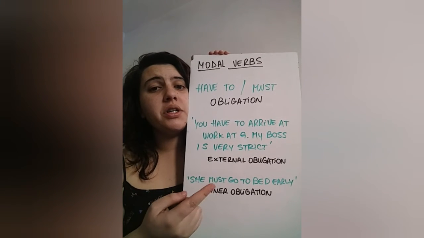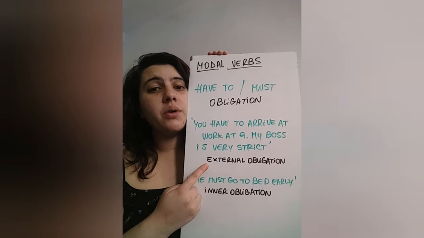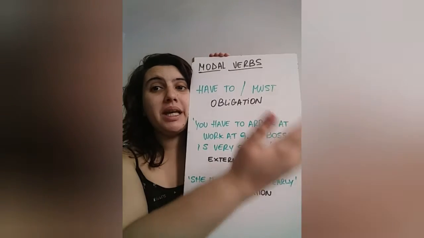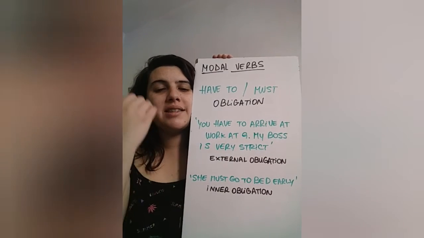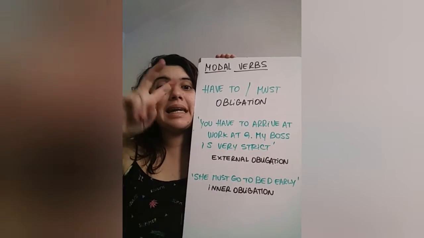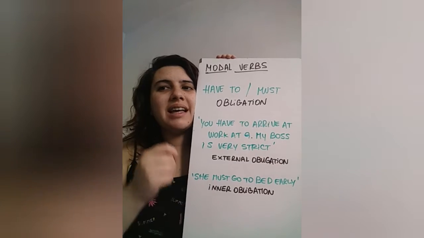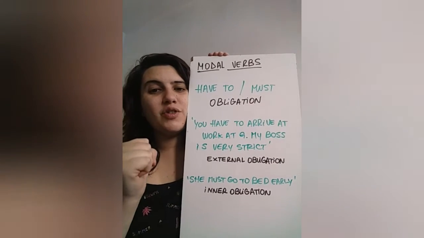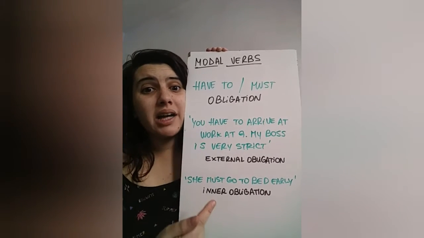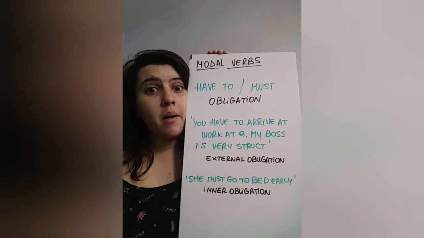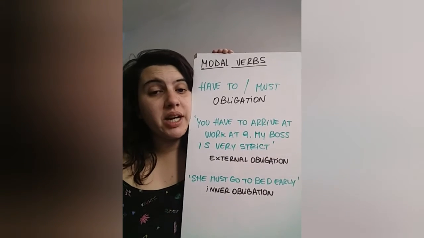Okay, so we're going to use have to talk about an external obligation, una obligación que tiene que ver con una circunstancia externa, ¿sí? Una regla, algo que hace que la obligación sea necesaria. For example, you have to arrive at work at 9. My boss is very strict, ¿ok?